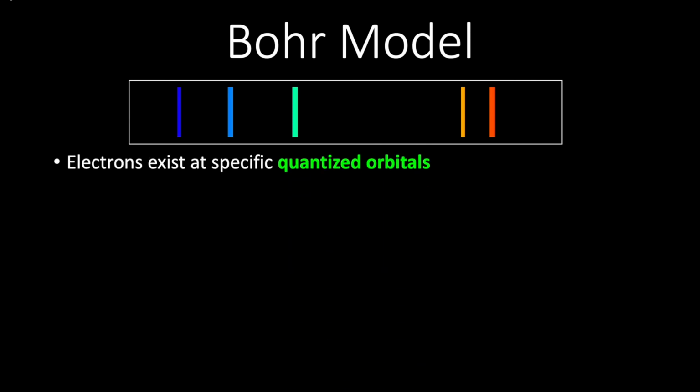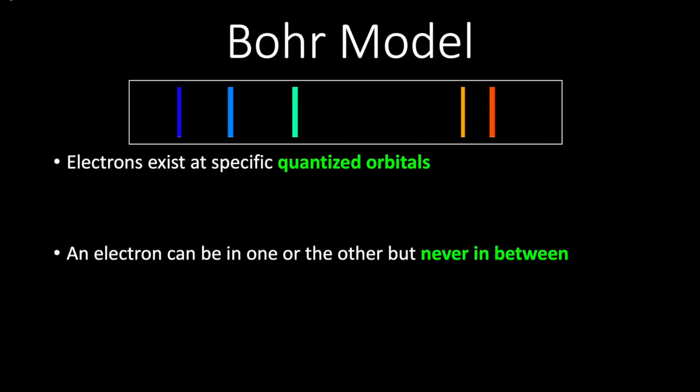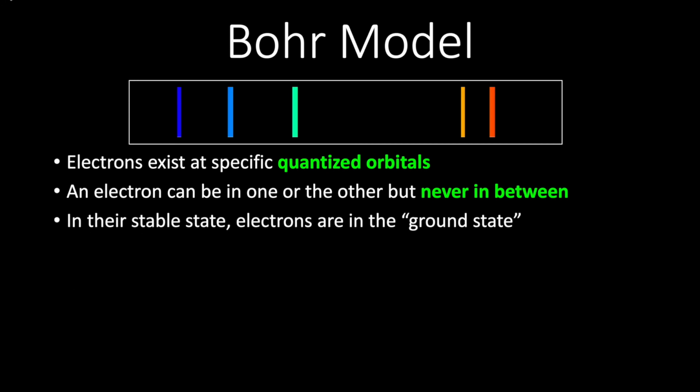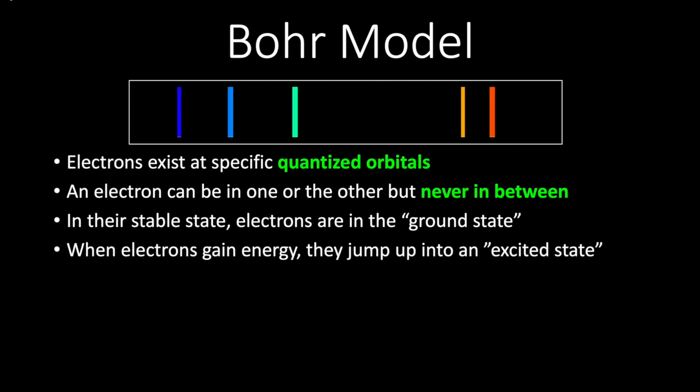So here are our conclusions for the Bohr model. Electrons exist in quantized orbitals. An electron can be in one orbital or another, but it can never be in between. In their most stable state, electrons are in what we're going to call the ground state, and when they gain energy, they jump up to an excited state.